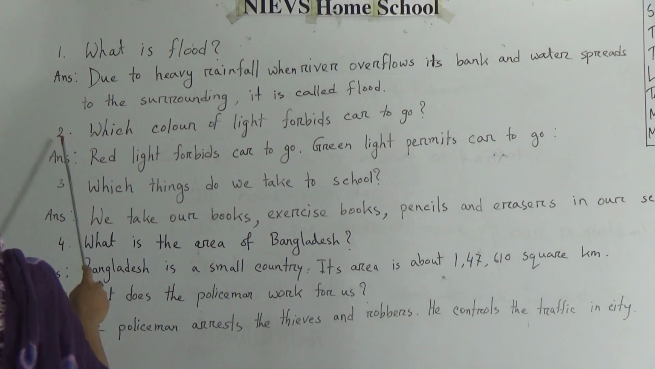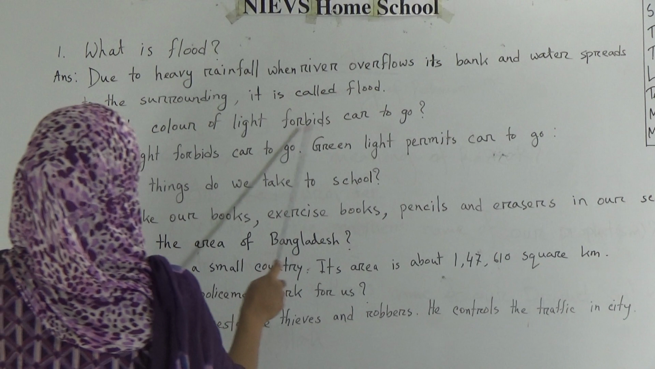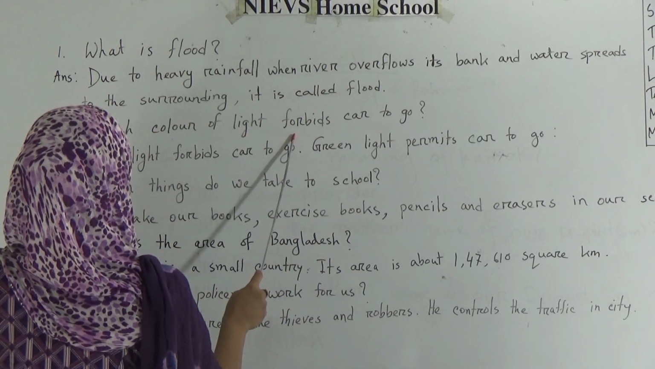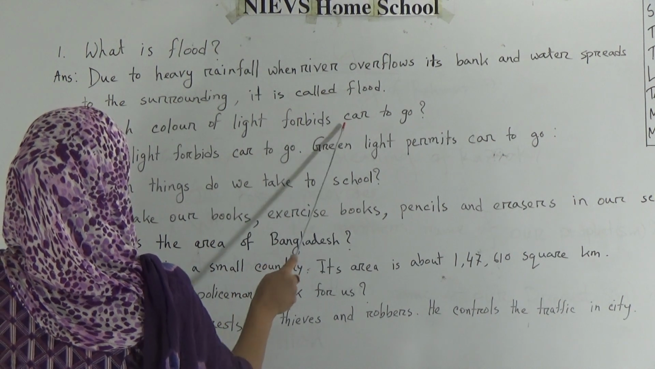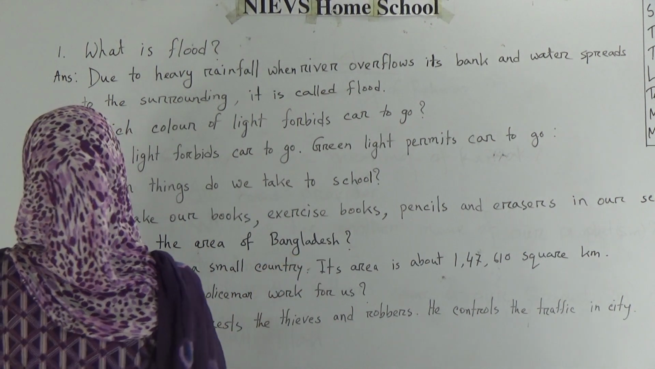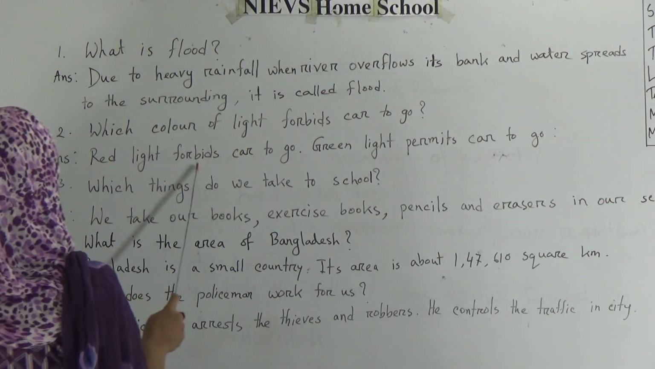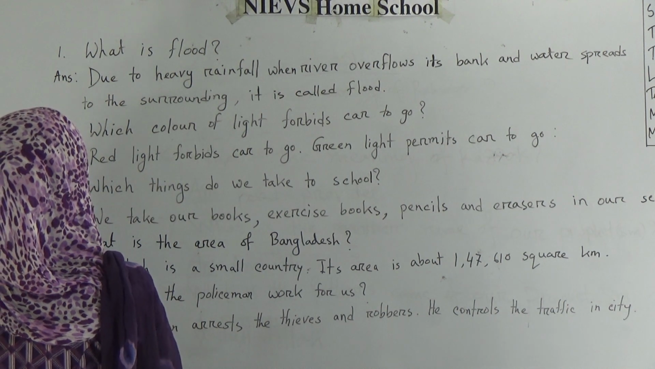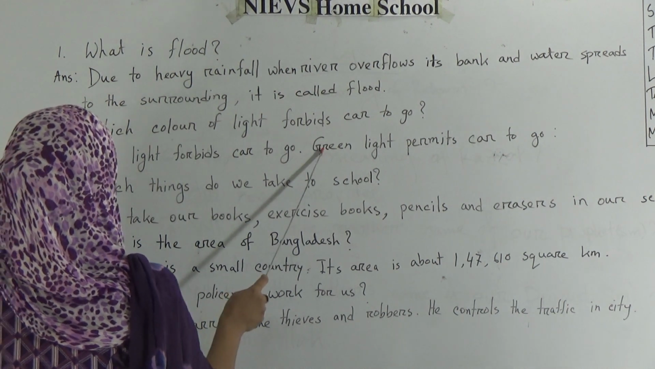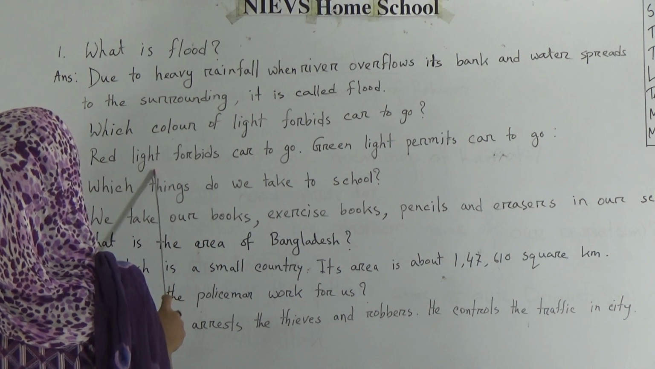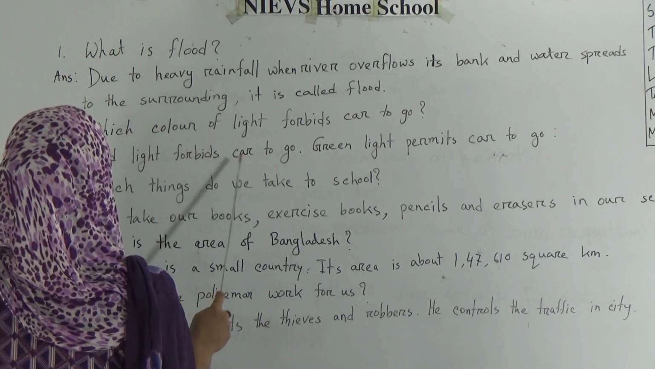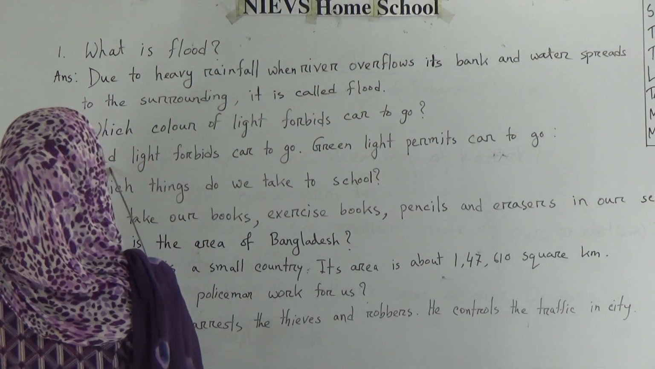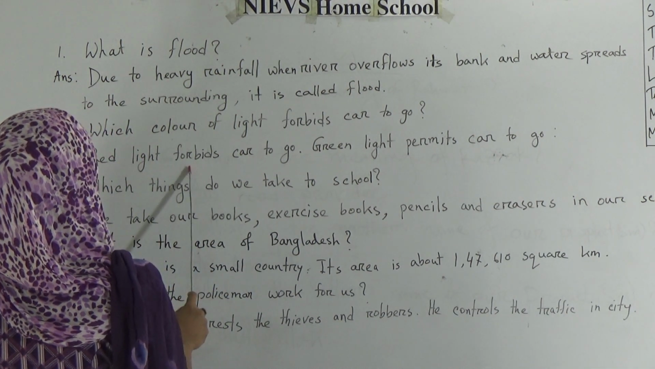Then number 2, which color of light forbids car to go? That means don't tell car to go. Number 2 answer, red light forbids car to go. You know, in our traffic signals we have 3 lights: red, yellow and green. Red color light forbids car or any kind of vehicles to go. That means when we see red color light, we can't go.